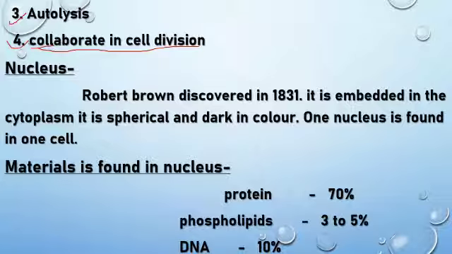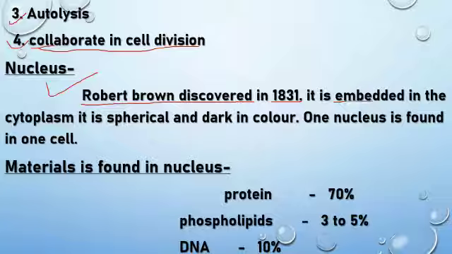Our next cell organelle is the nucleus. The nucleus was first discovered by a scientist named Robert Brown. He discovered it in 1831. An important point to note: the nucleus was discovered by Robert Brown in 1831.